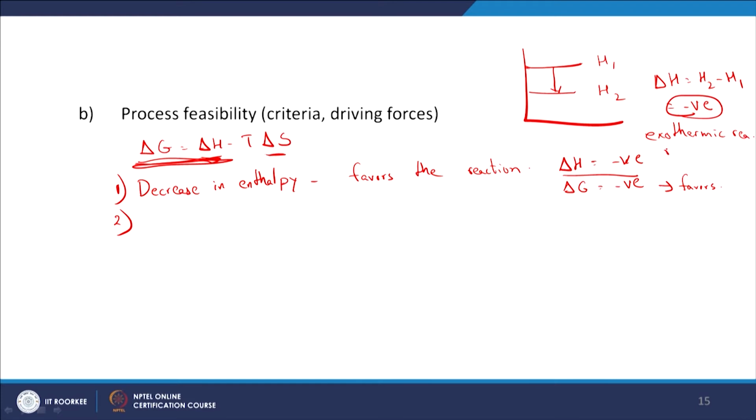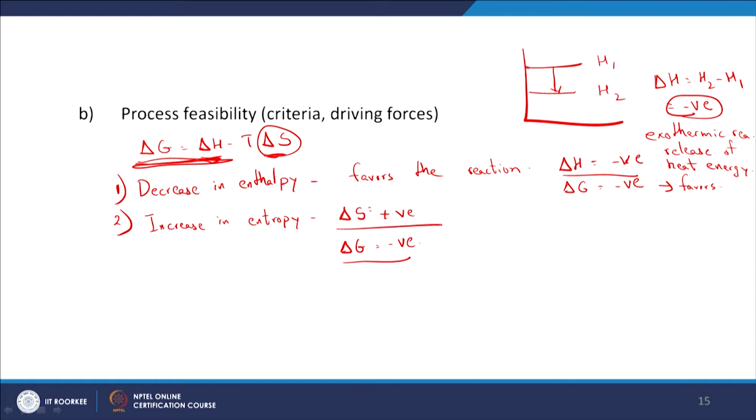And obviously what does that mean? That means release of heat energy. And obviously again, increase in entropy, what does that mean? Delta S being positive promotes delta G being negative, and that favors the reaction. So, let us look at an example here.